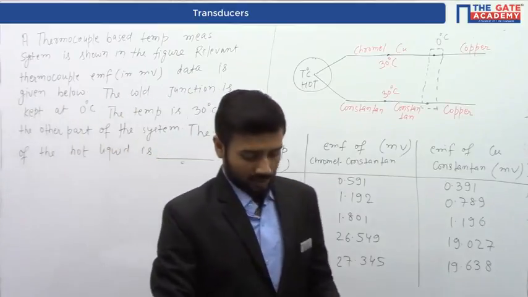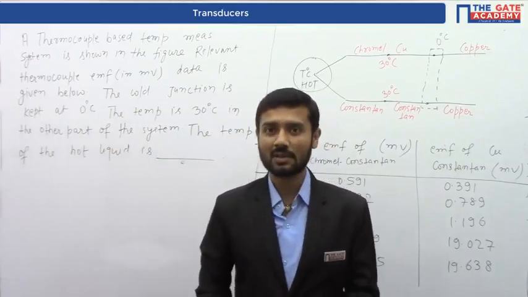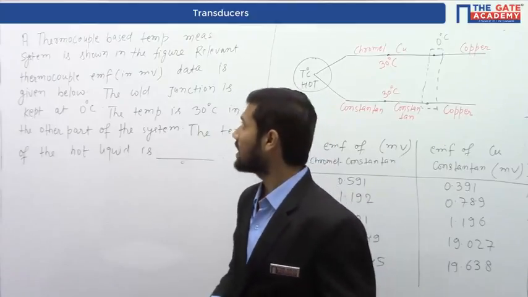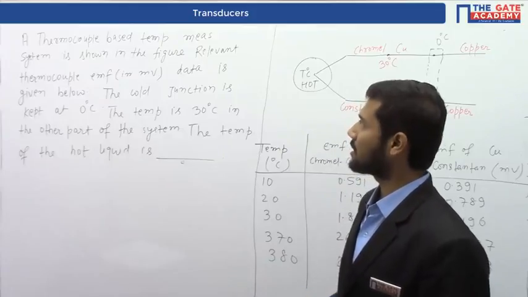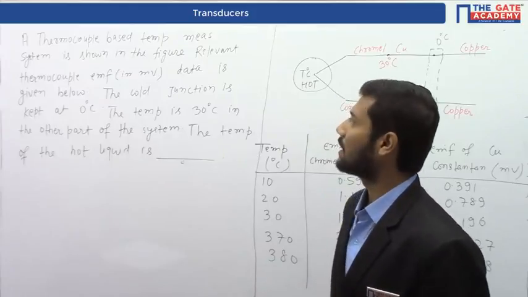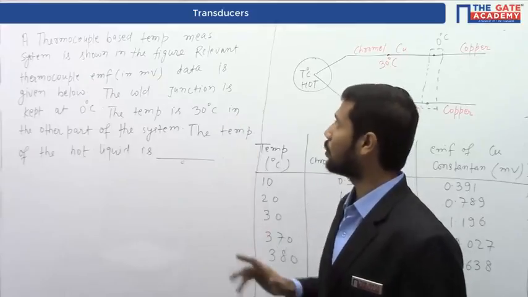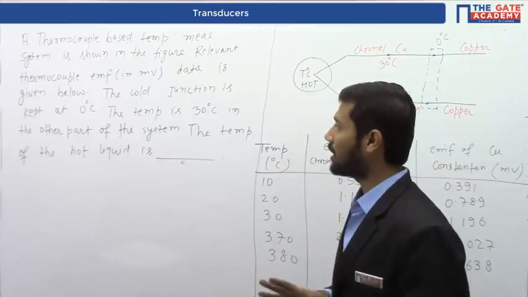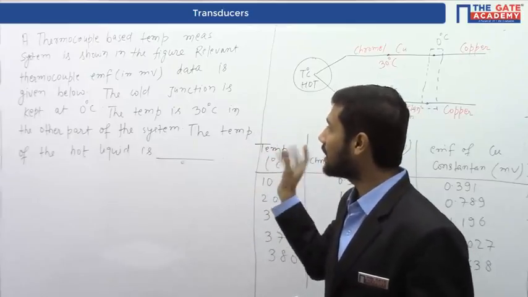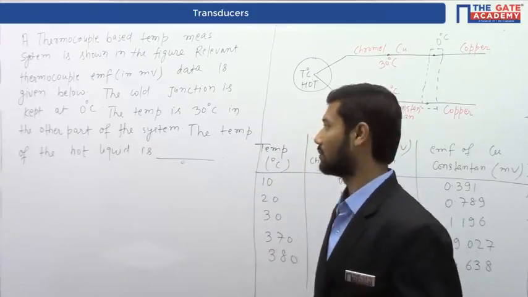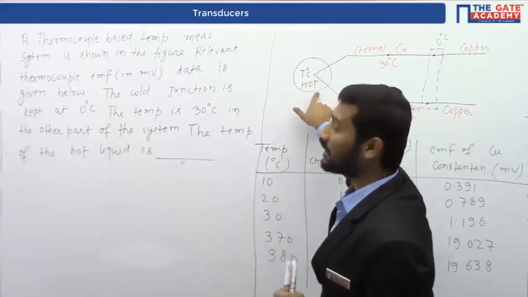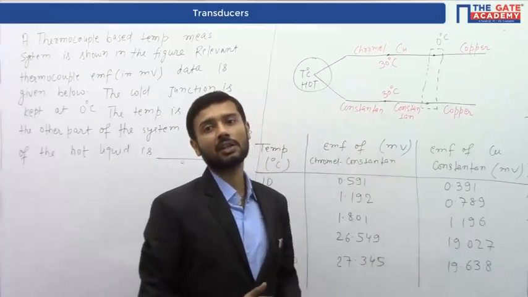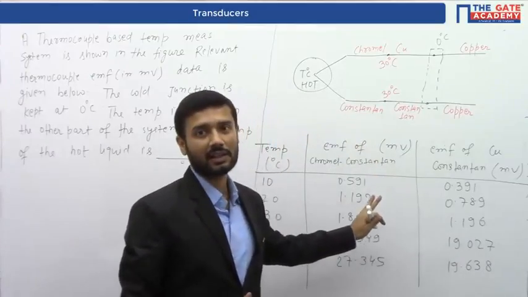So our question is from temperature measurement, and this is a question of thermocouple. Now the question is, a thermocouple based temperature measurement system is shown in the figure. Relevant thermocouple EMF in millivolt data is given below. The cold junction is kept at 0 degree C. The temperature is 30 degree C in the other part of the system. The temperature of the hot liquid is what? So we have to find the temperature of the hot liquid from this given data.